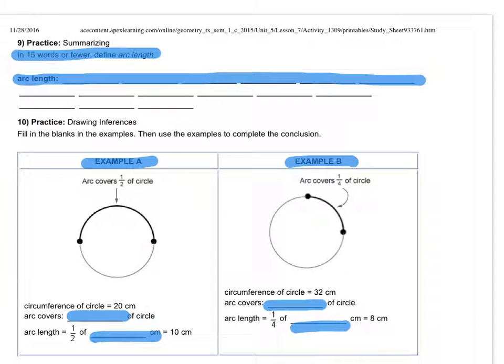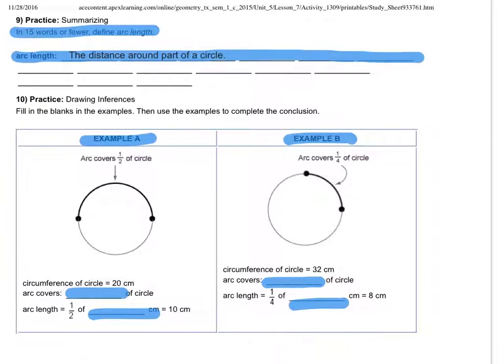Arc length. Define an arc length in about 15 words or less. So the arc length is just the distance around part of a circle. That's all it is. The distance around part of a circle. Not city, circle. All right, so that's the arc length. Pretty soon we're going to talk about the arc measure. Just hold on to your horses because we got this under control.